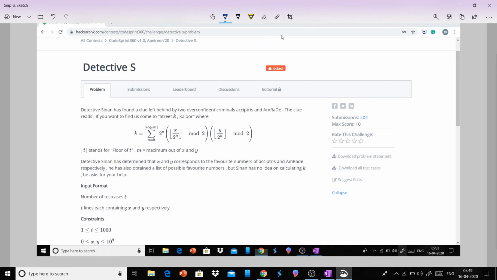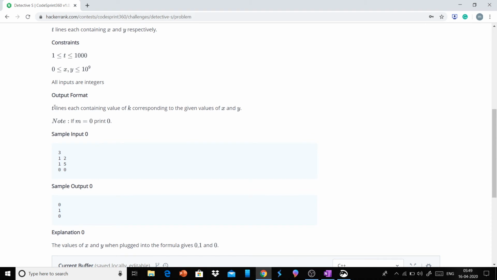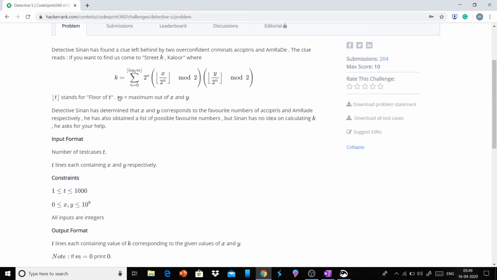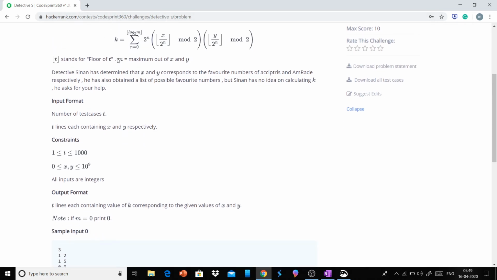So now let us program it. So this is the question. And one more thing you can notice is that if m is equal to 0, we need to print 0. This condition is given because log 2 of 0 is infinity. And m is equal to the maximum of x and y, which means both x and y are 0, because x and y lie between this range only. So when x and y are 0, or m is equal to 0, we need to print 0.